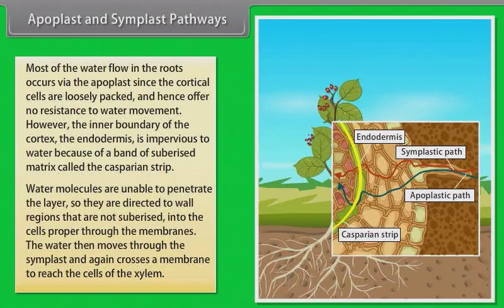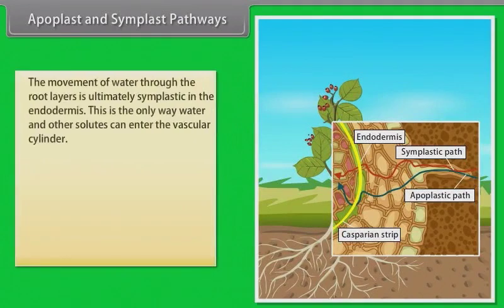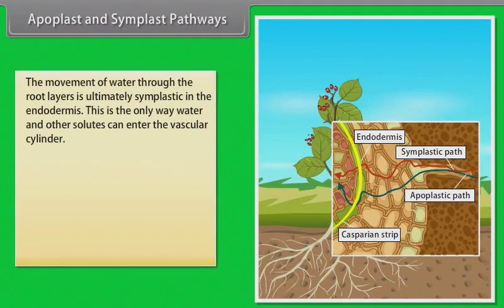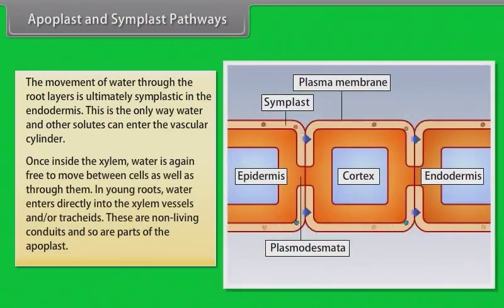The water then moves through the cytoplast and again crosses a membrane to reach the cells of the xylem. The movement of water through the root layer is ultimately cytoplastic in the endodermis. This is the only way water and other solutes can enter the vascular cylinder. Once inside the xylem, water is again free to move between cells as well as through them. In young roots, water enters directly into the xylem vessels and/or tracheids. These are non-living conduits, and so are parts of the apoplast.